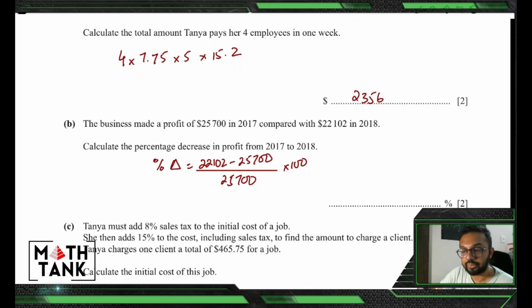Remember, it's not always that the denominator will be the larger number or the smaller number. It depends on whatever the question is telling you. So I'm getting minus 14%. It's asking you for the percentage decrease, so I'm just going to say 14%.